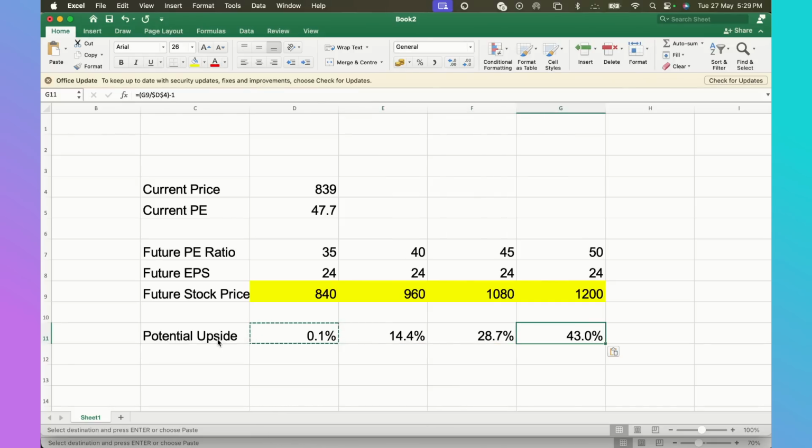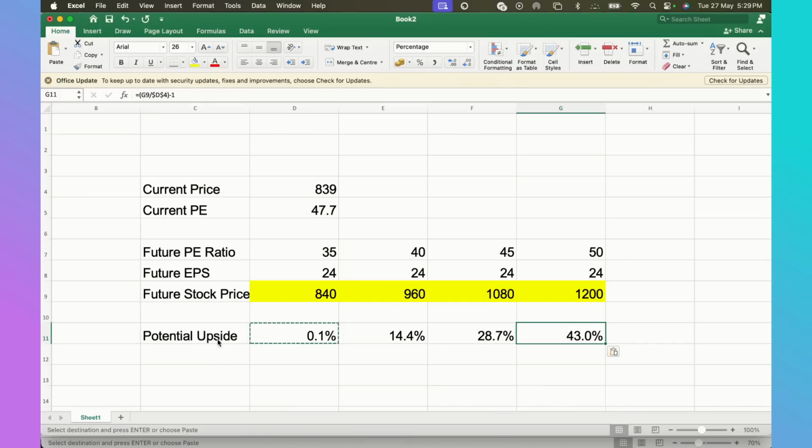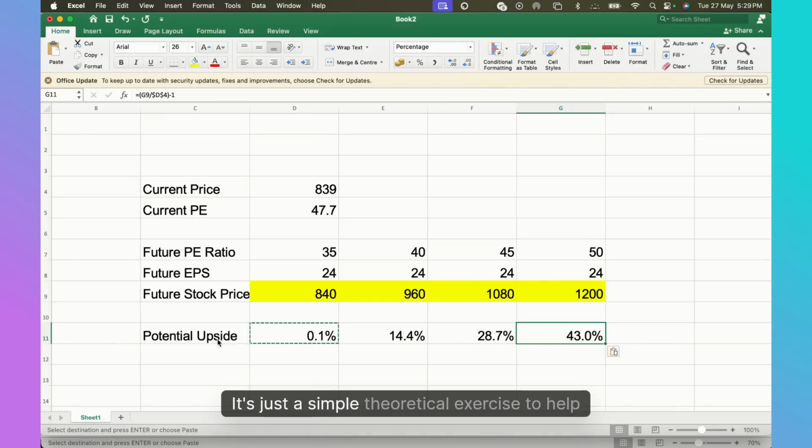14.4%, 28%, 43%. Of course, all this is nothing but speculation. Please do your own research. I am not doing any kind of recommendation or any kind of research here. It's just a simple theoretical exercise to help you explain how one can calculate the future stock price.